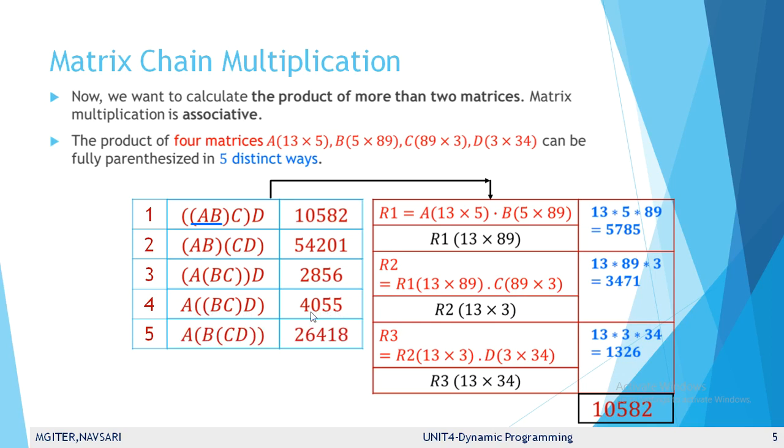Now in the fifth way, first multiply matrices C and D, then multiply with matrix B, and after that the whole answer is multiplied with matrix A. How much computation is required?